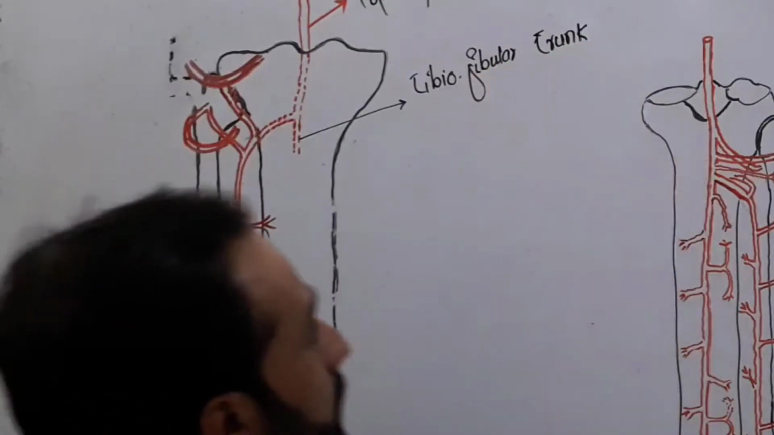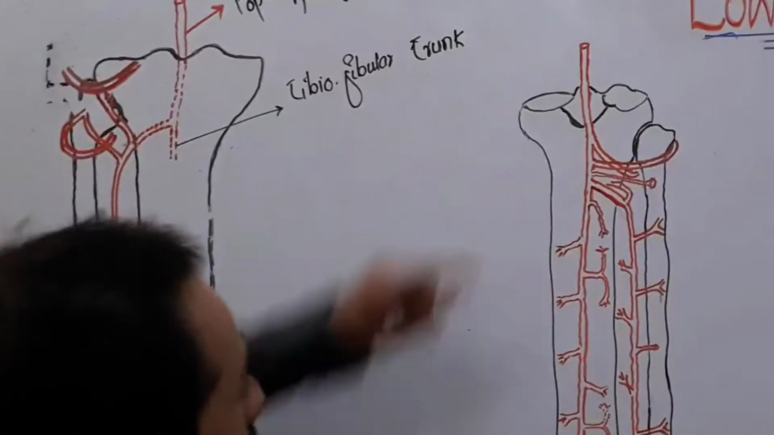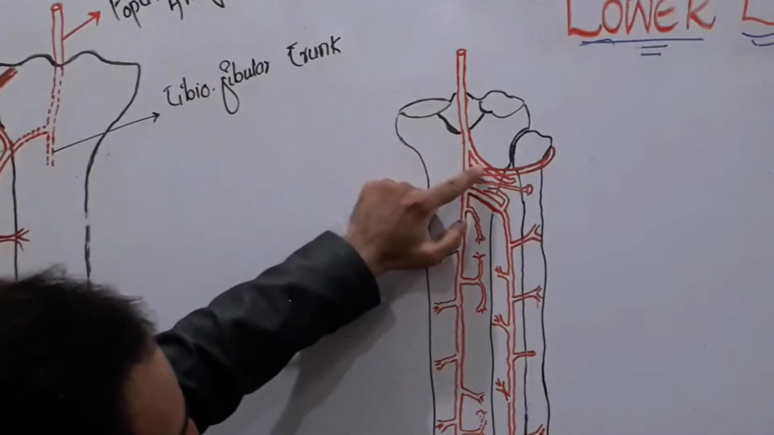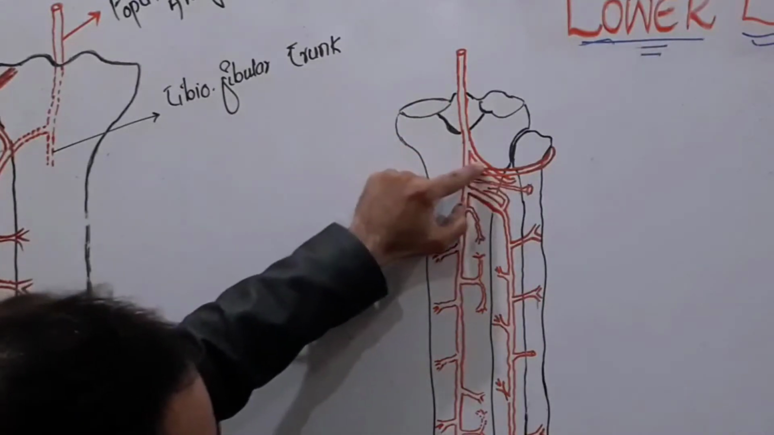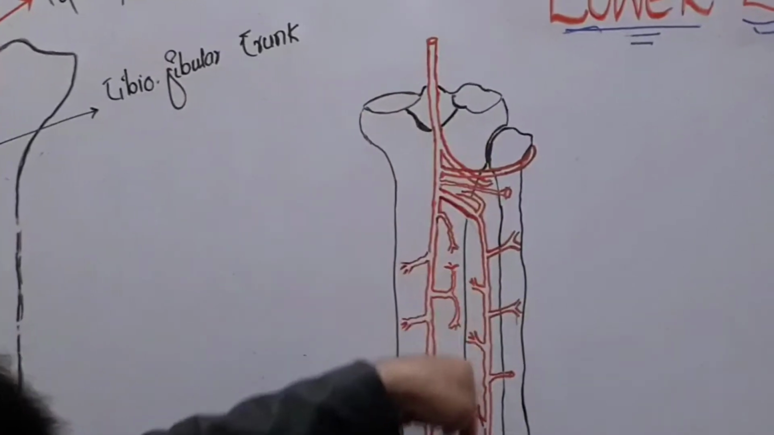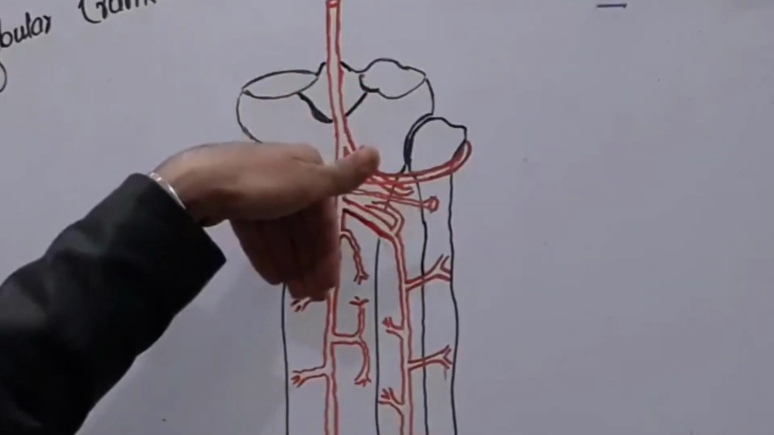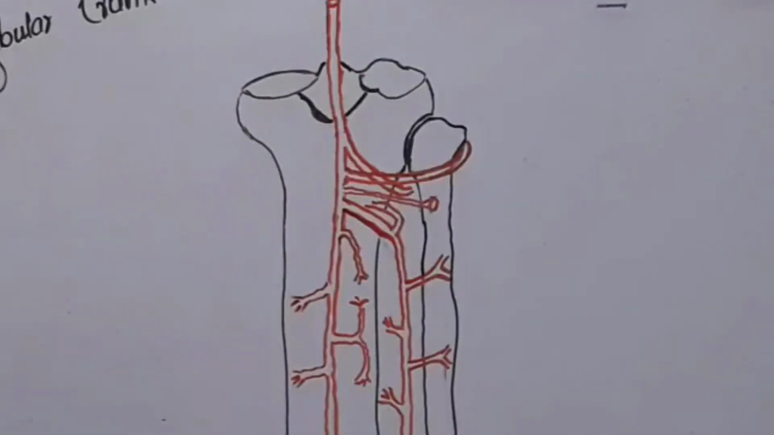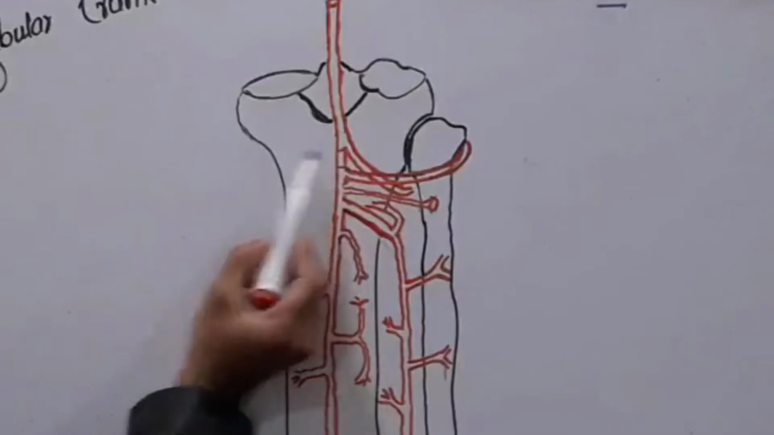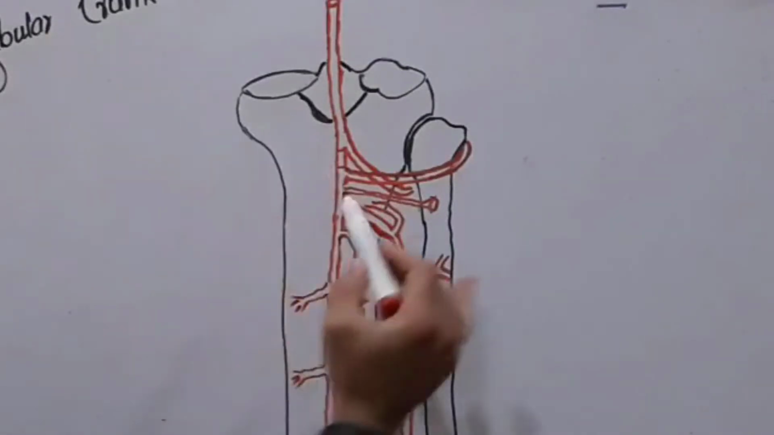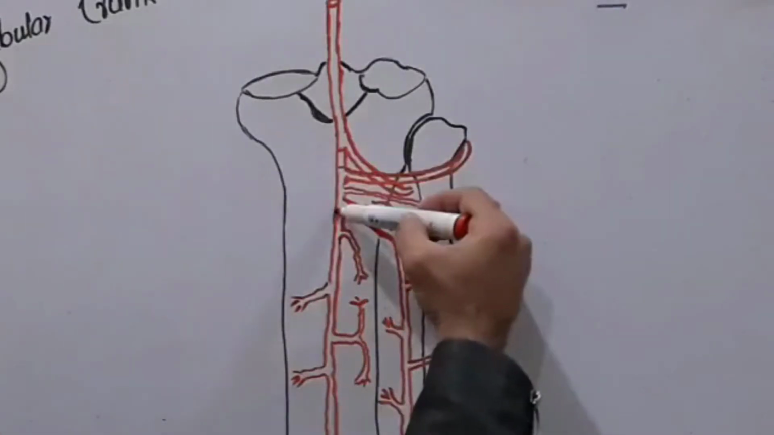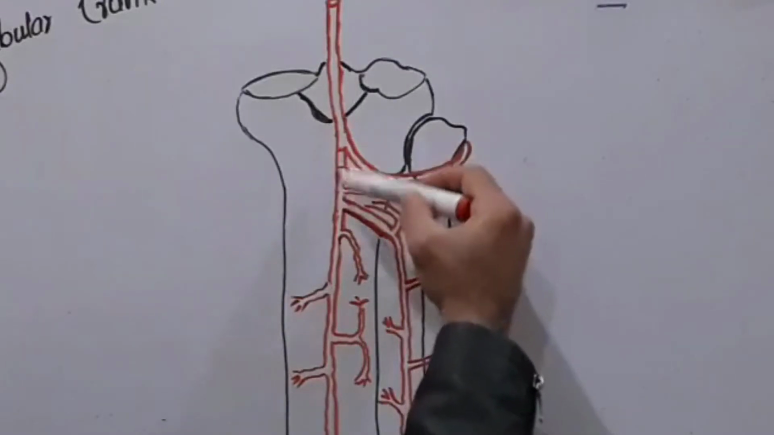Now look at this trunk here. Clear, friends? Look, this is our popliteal artery. It comes down and gives an anterior tibial artery. It goes anteriorly and enters the anterior compartment on the anterior side. And this artery is our tibiofibular trunk. This trunk gives a fibular artery and a posterior tibial artery, right? That's why from here up to here, this is known as the tibiofibular trunk.